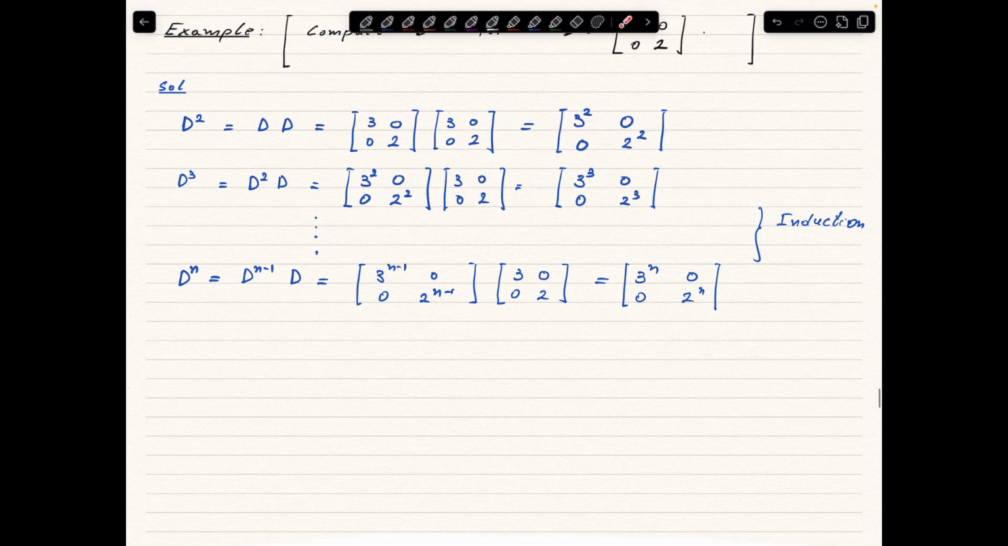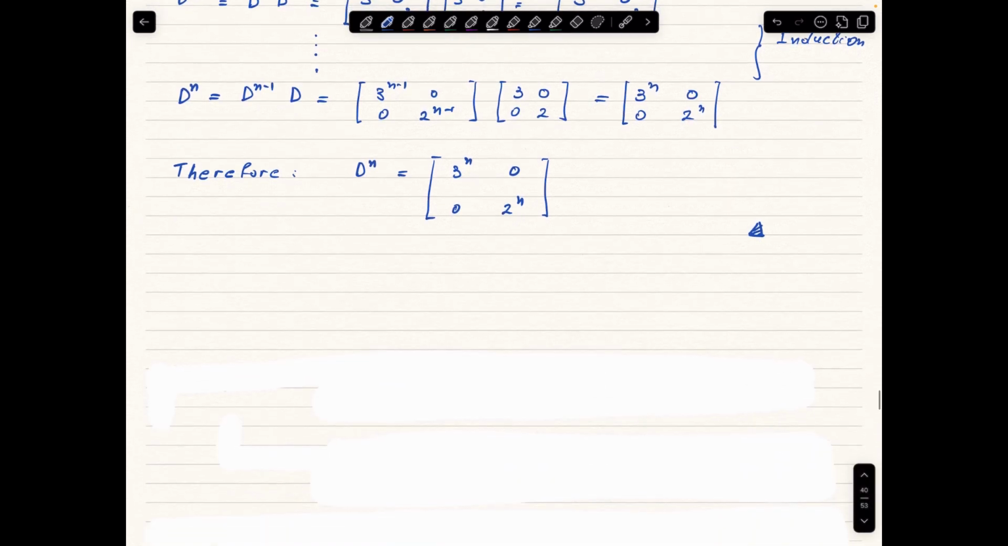And that's it. Therefore, the formula is, when the matrix is diagonal, D to the power n is going to be 3 to the power n, 0, 0, 2 to the power n. And this is how we compute powers of a diagonal matrix.